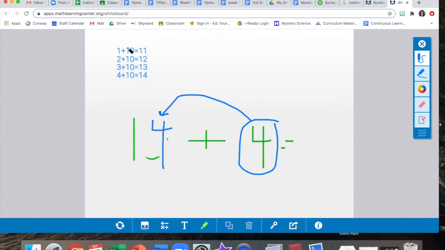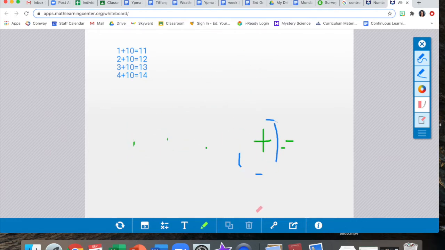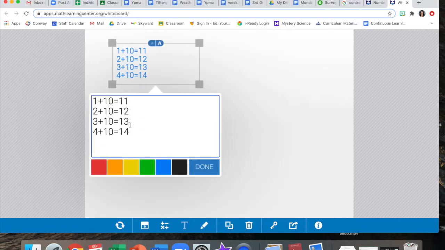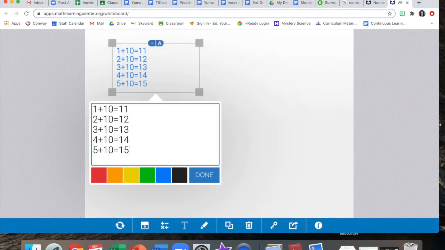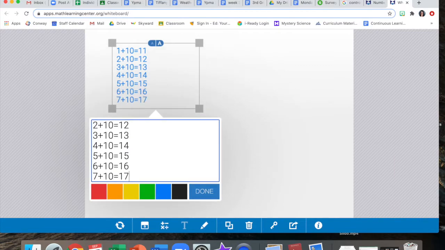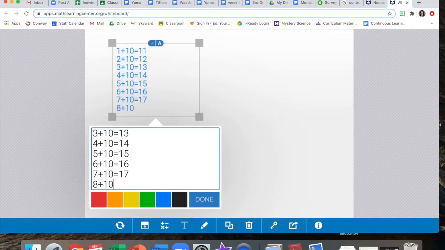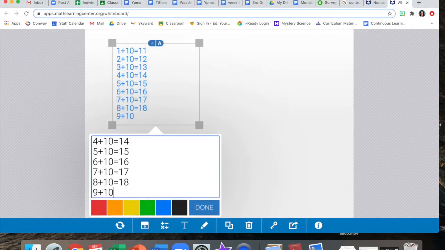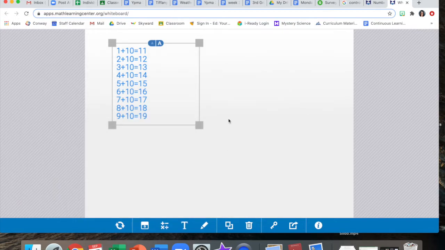All right, let's finish that 10 chart. You can say them ahead as I go along. I'm going to turbo boost the speed. Here we go. Okay, done. We have all the add 10 facts.